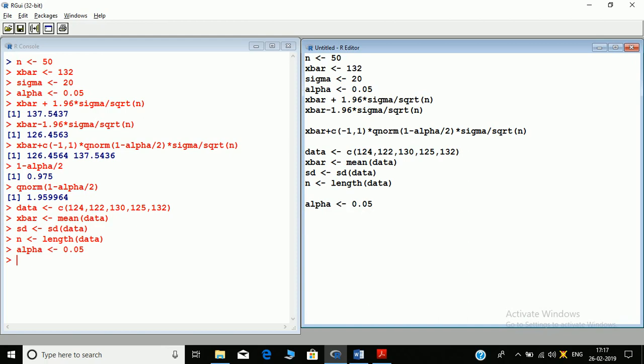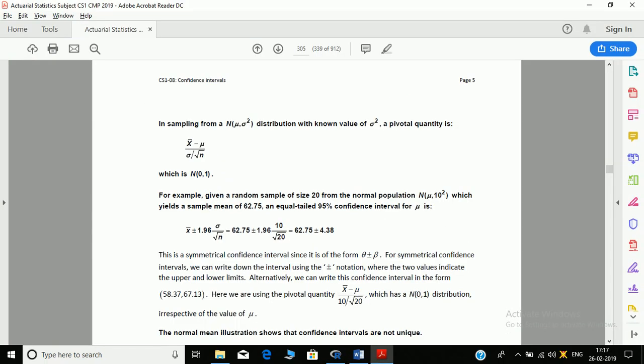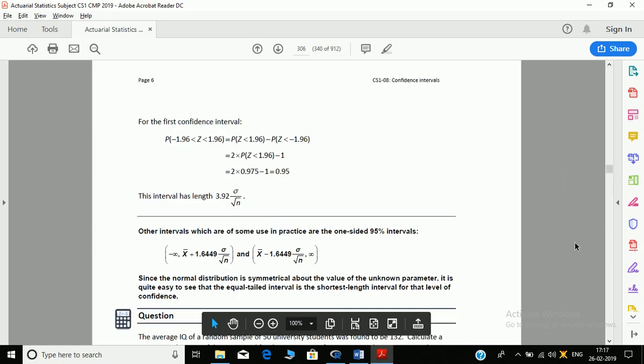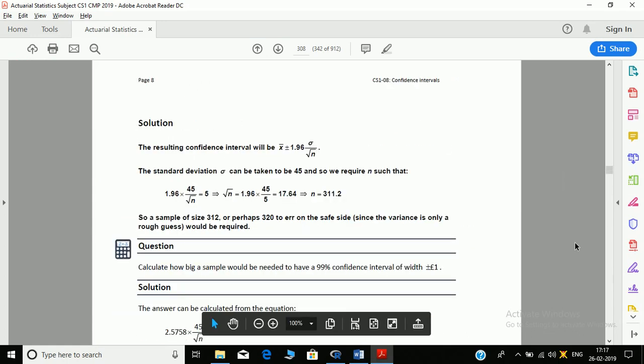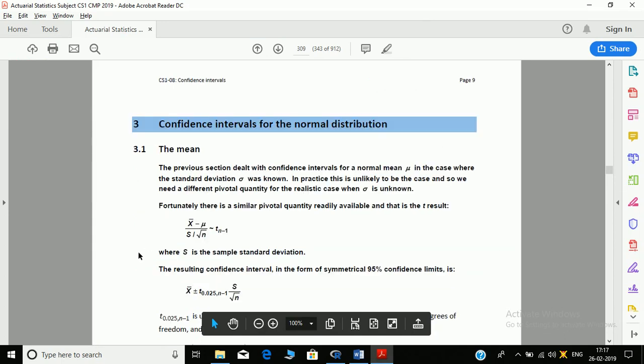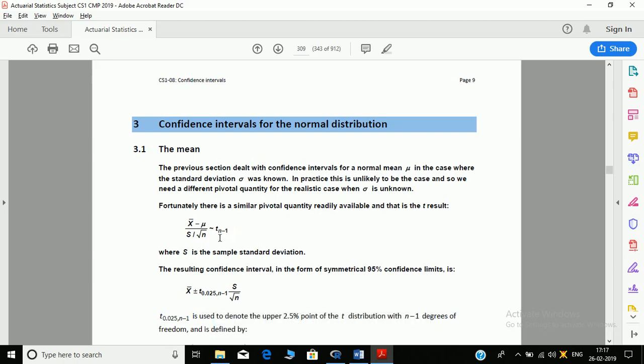So what is the test statistic here? The test statistic here is x bar minus mu by s by root n, which follows T n minus 1. It follows a T distribution, and here our S is the sample standard deviation, because earlier sigma was known, the standard deviation was known. Here it is unknown, so it follows T distribution.